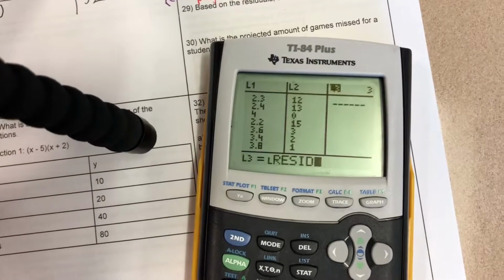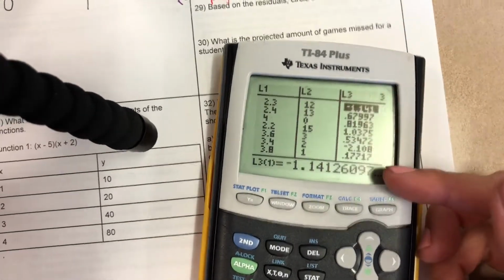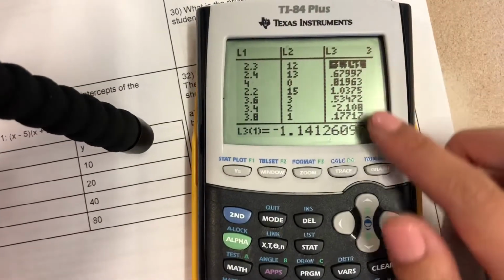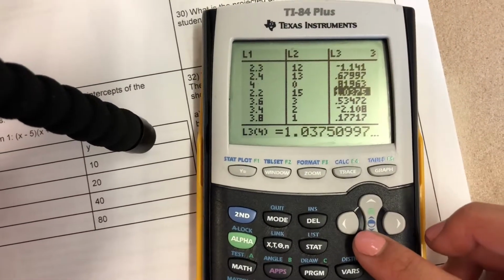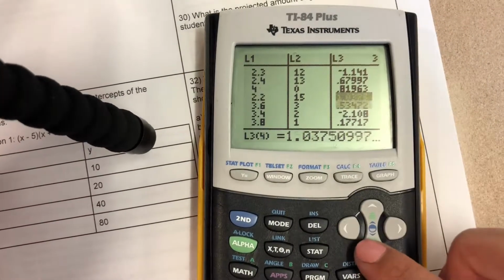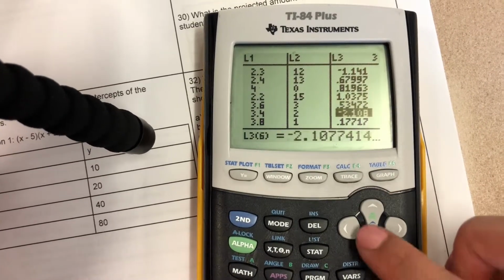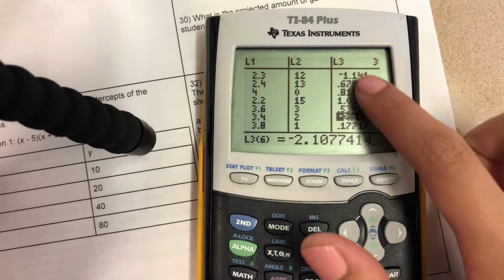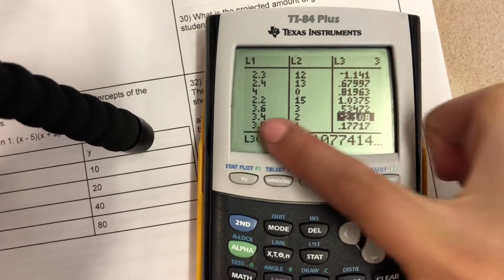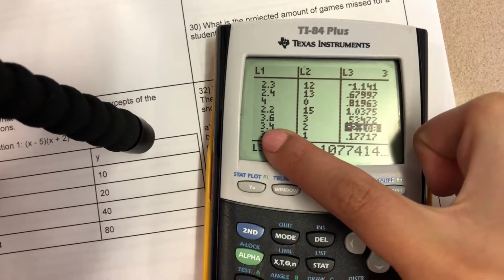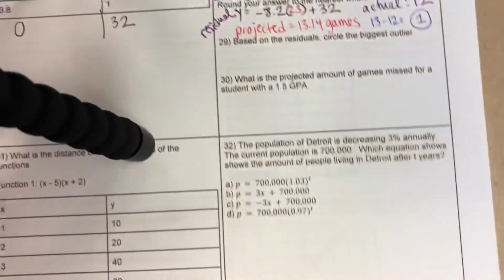I hit 7 for a residual, enter, and all these numbers populate. So what is the biggest outlier? I'm looking for the biggest absolute value right here. So I go down, I have a 1, that's pretty large. Keep on going. But right here I have a 2. So that's going to be my largest number out of all of that. So -2 difference for my residual is the player with a 3.4 GPA.